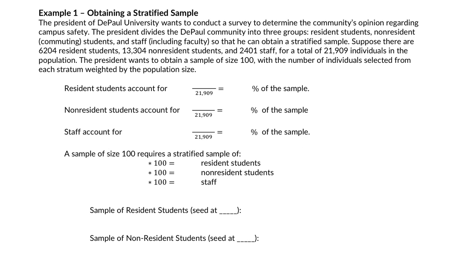The president of DePaul University wants to conduct a survey to determine the community's opinion regarding campus safety. The president divides the DePaul community into 3 groups: residents, non-residents, and staff, so that he can obtain a stratified sample. Suppose there are 6,204 residents, 13,304 non-residents, and 2,401 staff for a total of 21,909 individuals in the population. The president wants to obtain a sample size of 100 with the number of individuals selected from each stratum weighted by the population size. So resident students account for what percentage of the sample?